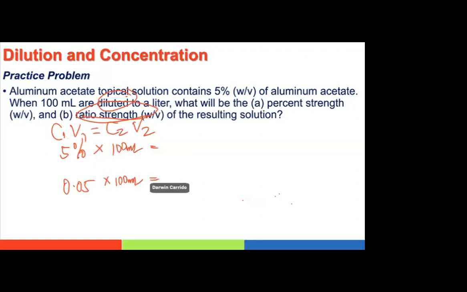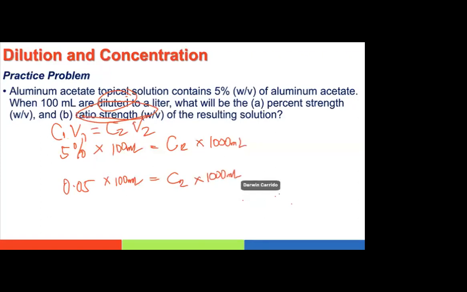What is being asked? The final concentration, so C2. What is the final volume? 1 liter. It should have the same unit as the initial volume. So therefore, convert 1 liter to ml. That is equal to 1,000 ml.